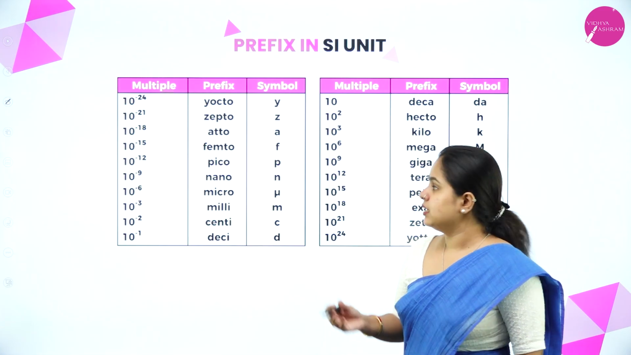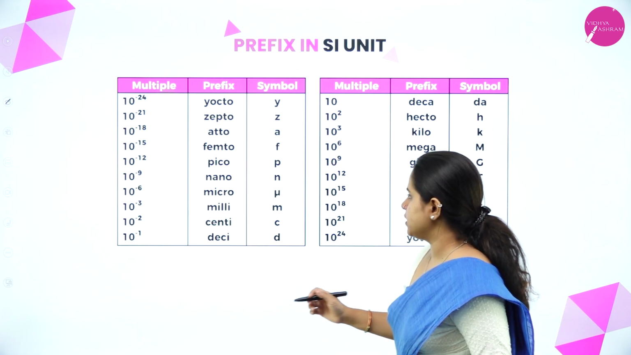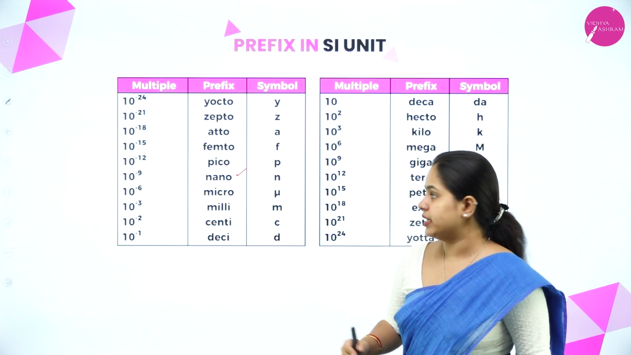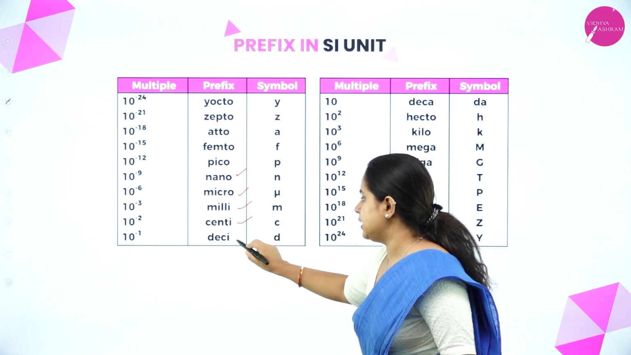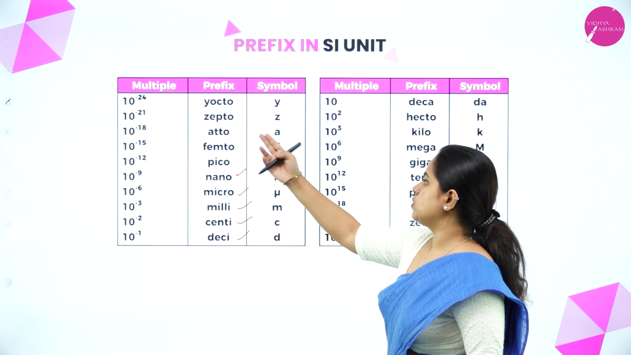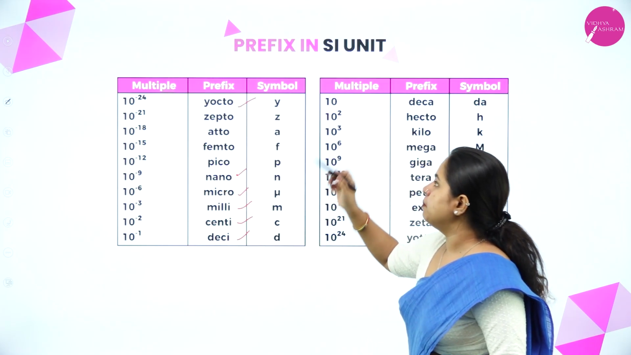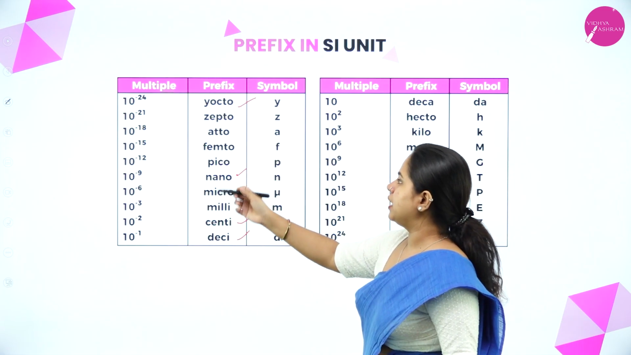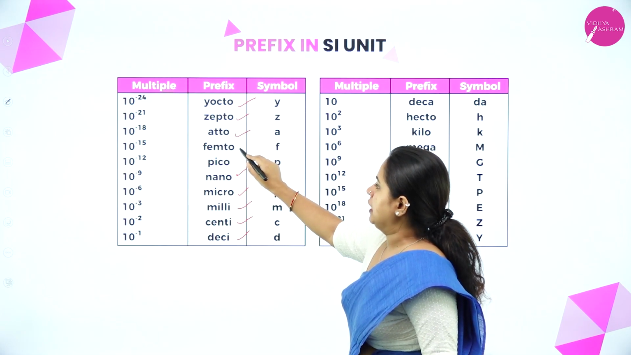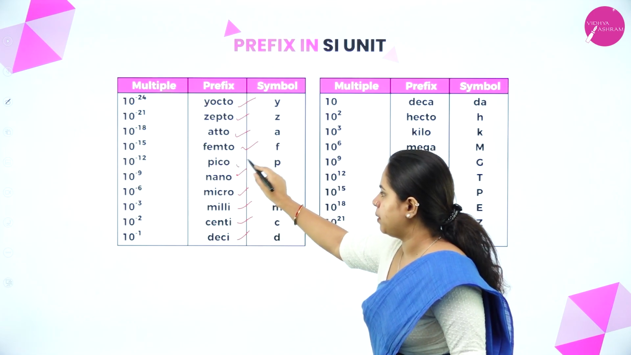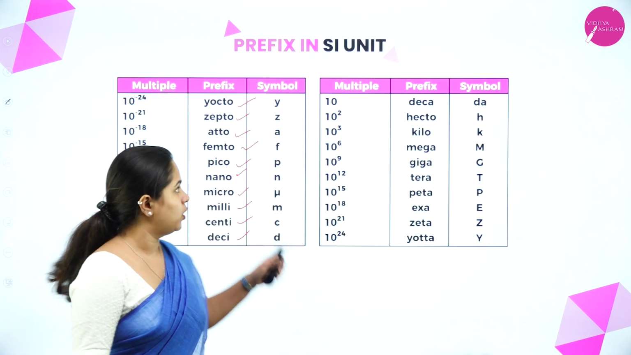As you can see here, some of the prefixes are already familiar to you. Yes, you can see nano here, 10 raised to minus 9 is nano, minus 6 is micro, 10 raised to minus 3 is milli, centi, deci; all these might be familiar. So, let's start from the beginning. 10 raised to minus 24 is yocto, symbol Y. 10 raised to minus 21 is zepto, 10 raised to minus 18 is atto, 10 raised to minus 15 is femto, 10 raised to minus 12 is pico. Then nano, micro, milli, centi, deci. Now these are the negative ones.